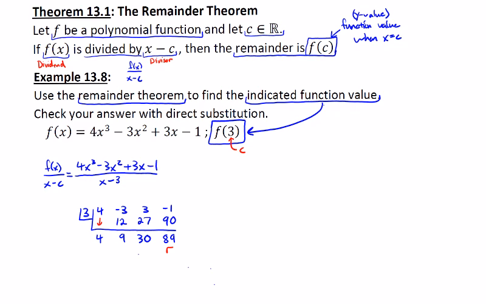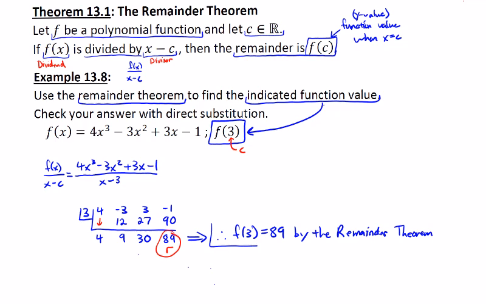So the purpose of using synthetic division here was not to do the complete division. The purpose was just to get the remainder. That was the only reason why we did the synthetic division. So what this is claiming then is, therefore, f of 3 is equal to 89. And that is by the remainder theorem. So the remainder theorem is what allows us to take the remainder from that very particular division problem and use that as the answer to our function value.